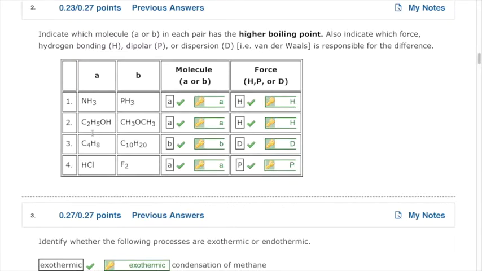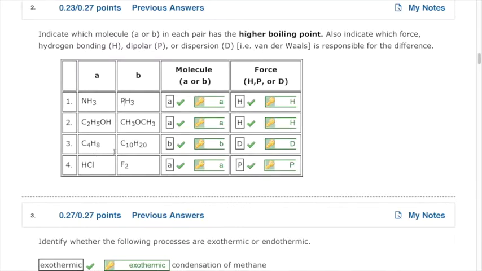Okay, so for row 2, we see here, because of this OH at the end of column A, that again we have hydrogen bonding because we have a hydrogen bound to a nitrogen, oxygen, or fluorine, in this case oxygen. And again, this is a polar molecule because of the oxygen-carbon bonds. But dipole-dipole force is weaker than hydrogen bonding. So again, we have A, and the force that determines that is again hydrogen bonding.